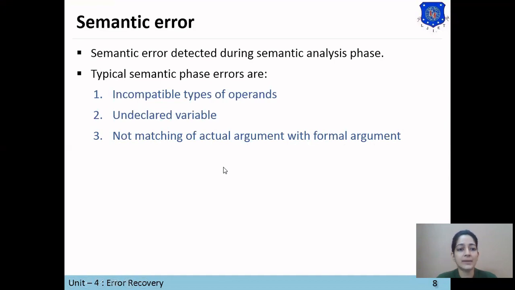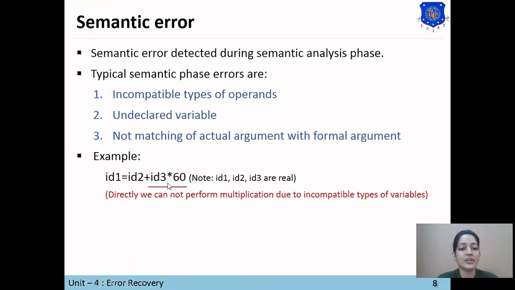So here is an example of semantic errors. As id1, id2 and id3 are real and 60 is an integer, we can't perform the multiplication of id3 and 60 directly as they are not type compatible. This type of error can be detected by the semantic phase, and these are known as semantic errors. So these are the three types of errors which are detected by three different phases.